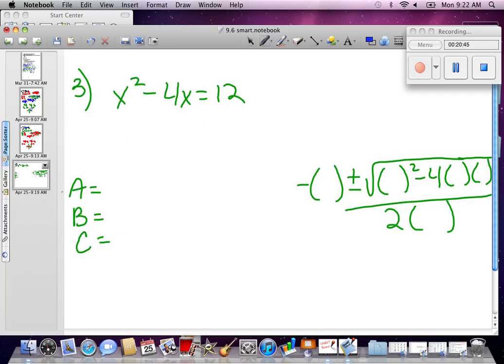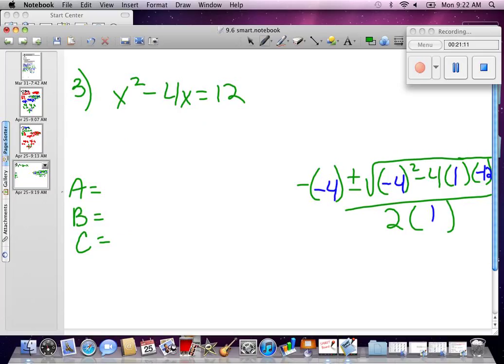There we go. Okay, so it's -4 plus or minus the square root of B squared. B is -4. And then you have -4 times A, which we didn't label, which is 1, and C, which is -12, all over 2 times A, which is 1. How many of you got that far? You did that right. You labeled them right. Good. Now we just have to reduce here.